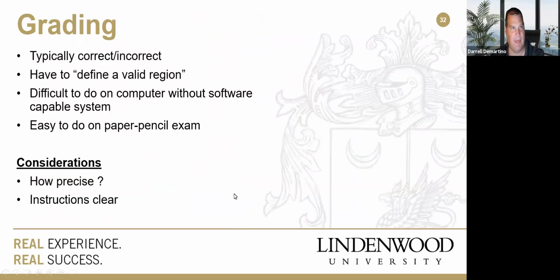All right. Again, we could grade this as correct or incorrect. Typically, that's the way it is. There's a valid region of where the hotspot is marked. And if they're in that region, they get the point correct. And if they're not in that region, they do not get the point. A lot easier to do with a computer as long as you have software that's capable of it. And many of our learning management systems have started adding this feature. And I think on paper and pencil, it's really easy.